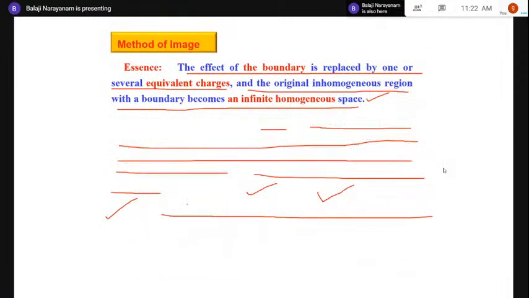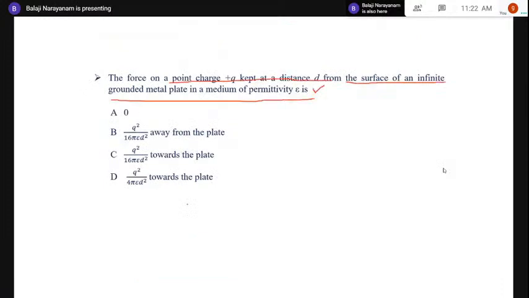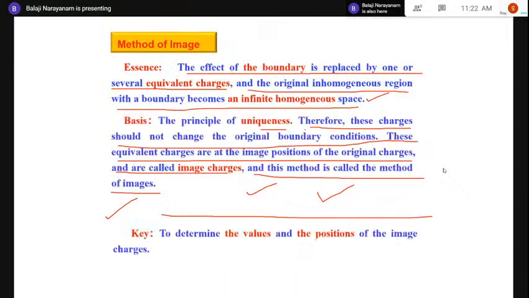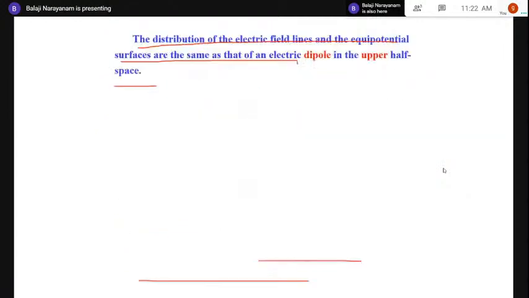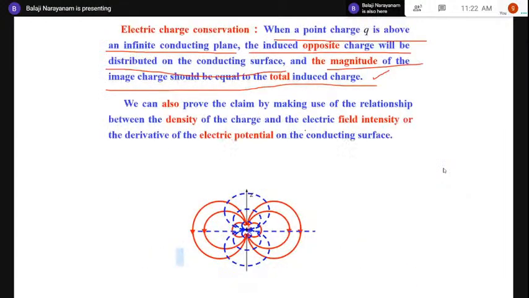Why we will use the method of images concept for solving this problem is, observe, the surface of an infinite grounded metal plane in a medium of permittivity epsilon is given. So this reminds you about the concept of method of images. We have done a detailed discussion of method of images, so now let us look at the solution for this particular problem.